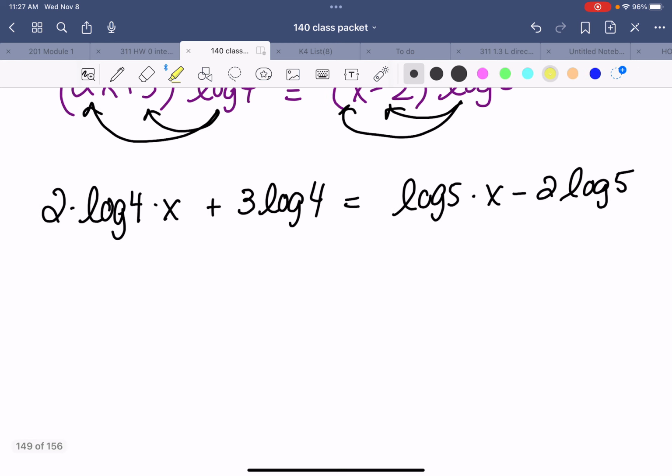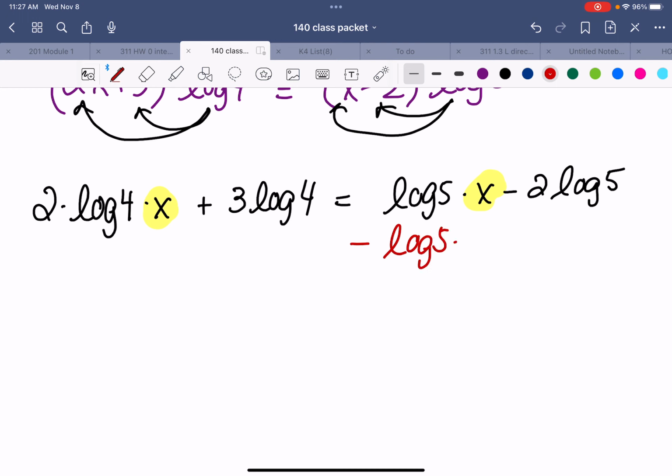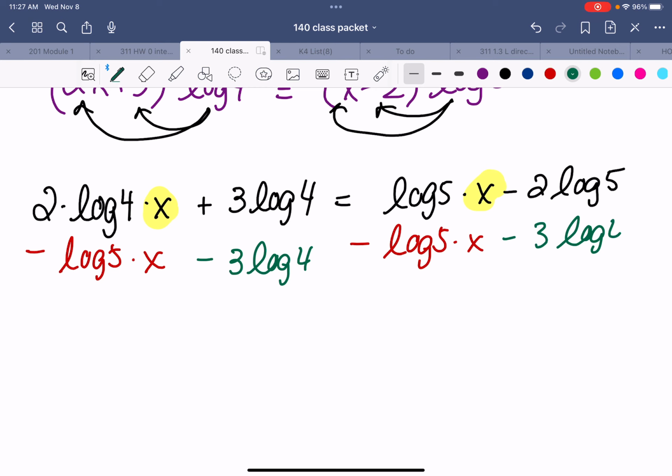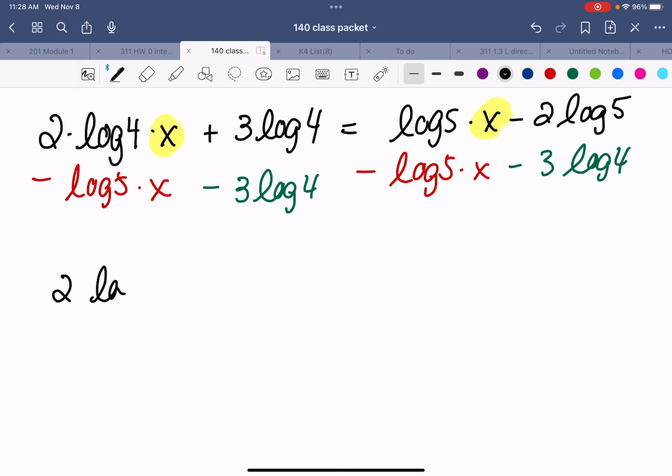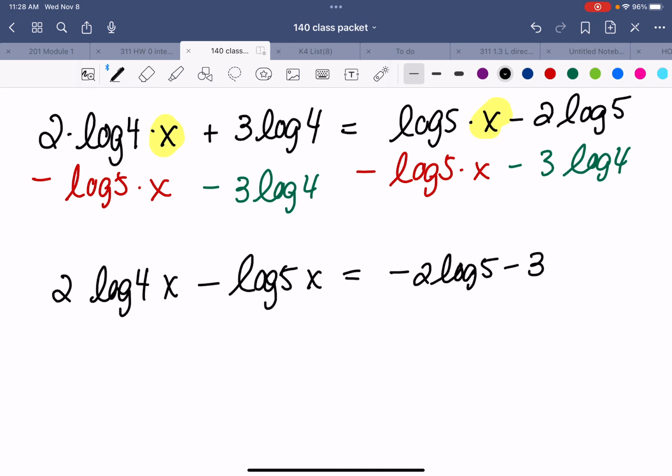And now I'm trying to solve for x, and I've got an x here and an x here. So I'm going to put those on the same side and everything else on the other. So I am going to subtract the log of 5 times x. And then I'm going to subtract the 3 log 4 and move that over here. And that way, I'll be left with 2 log 4 times x minus log 5 times x equals negative 2 log 5 minus 3 log 4.